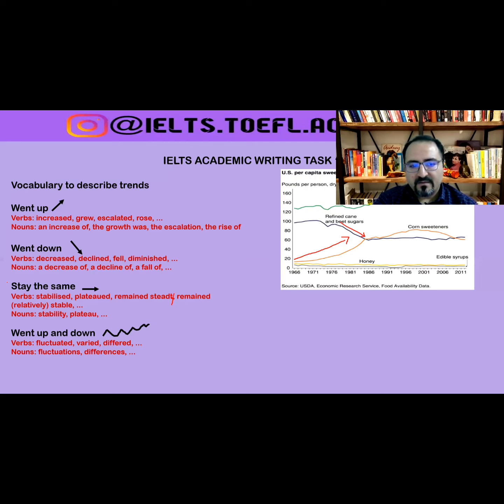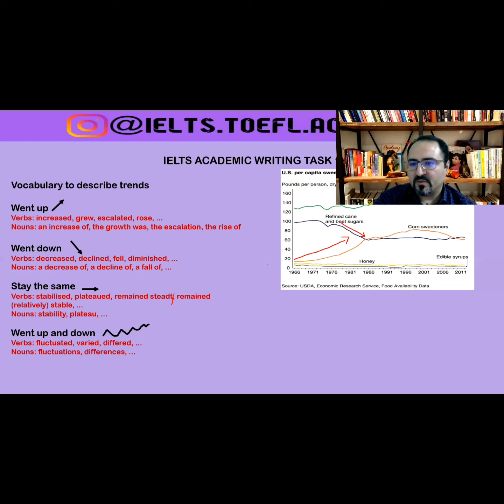The third set of the verbs and nouns that we use are for stability, not moving, not going up and down a lot. No upward trend, no downward trend, just remaining the same. So these can be verbs such as stabilized, plateaued, remained steady, remained relatively stable, etc. And as noun forms we can use stability and plateau.